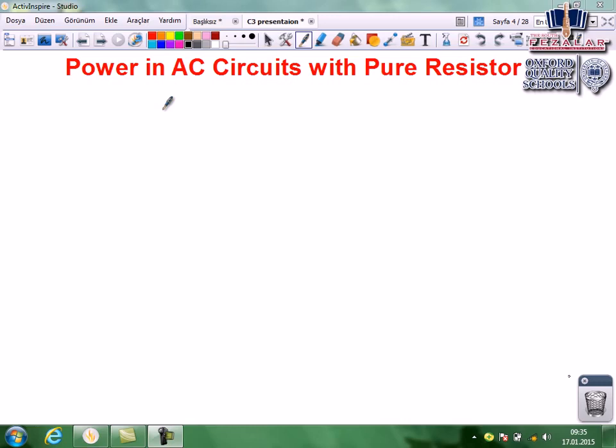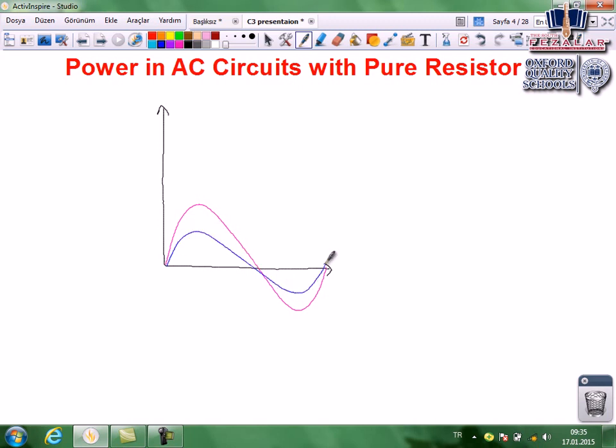Now let's talk about power in an AC circuit with a pure resistor. When we draw sine curves of current and voltage, let's say this is voltage and this one is current. We said that they reach positive maximum value, zero point, and negative maximum value at the same time, so there is no phase difference between them.